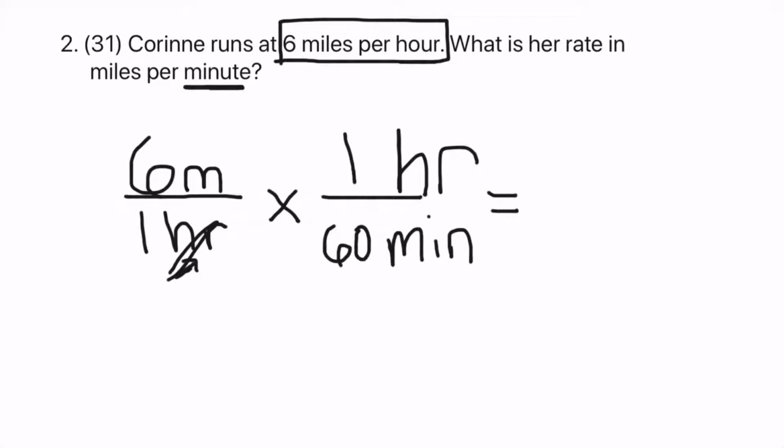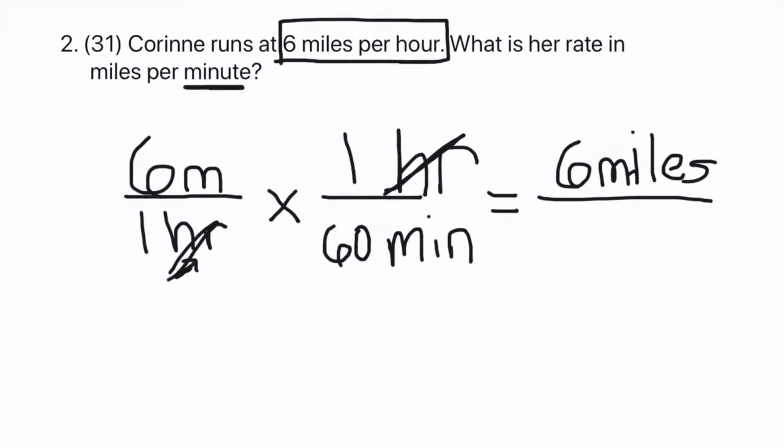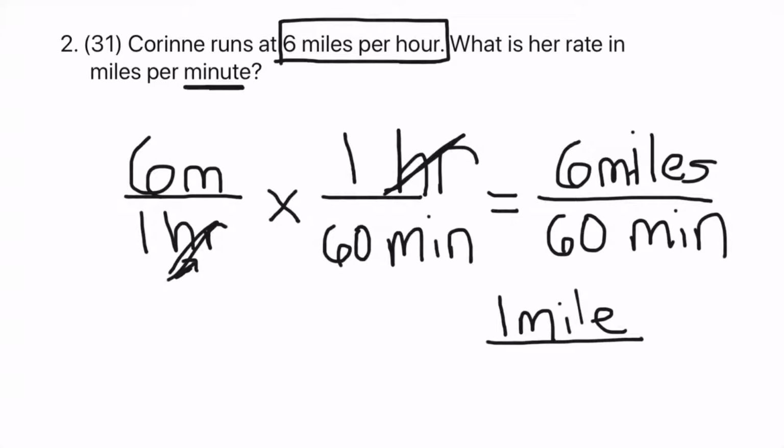And so our hours cancel, and we're left with just a multiplication problem. So in the numerators, we have 6 miles times 1, so that's just 6 miles. And then on the bottom, we have 1 times 60 minutes. So that's 60 minutes. Now we can reduce this. We can divide both 6 and 60 by 6, and we are left with 1 mile per 10 minutes. And that's your final answer.